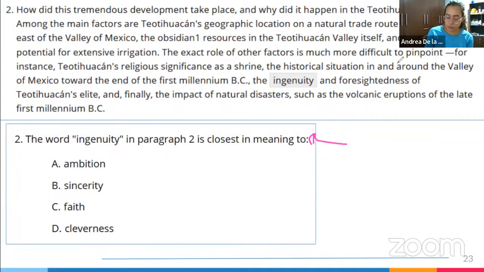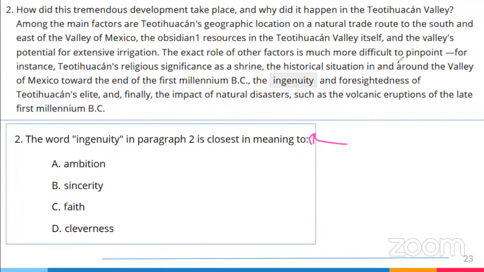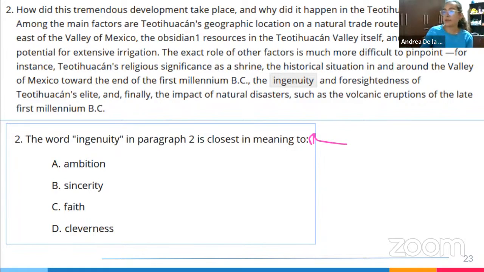Do you guys know the word? Neither do. Cleverness. Cleverness, okay, yes. Do you agree, Carolina? Oui. Sí. Okay, great. So, are you guys very sure? Are you 100% or at least 90% that it's cleverness?